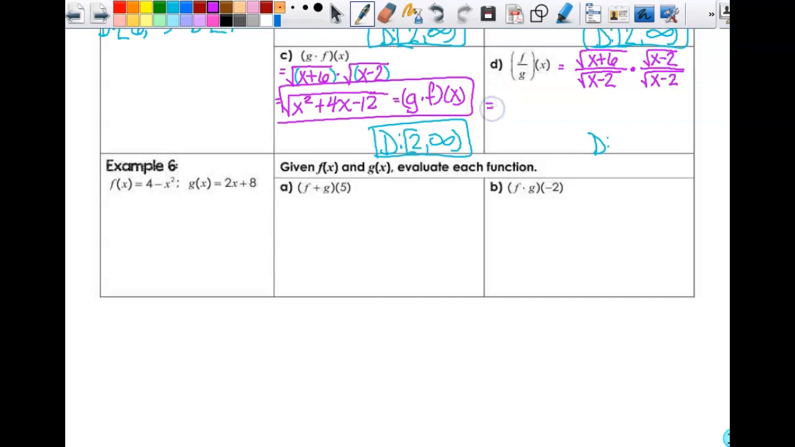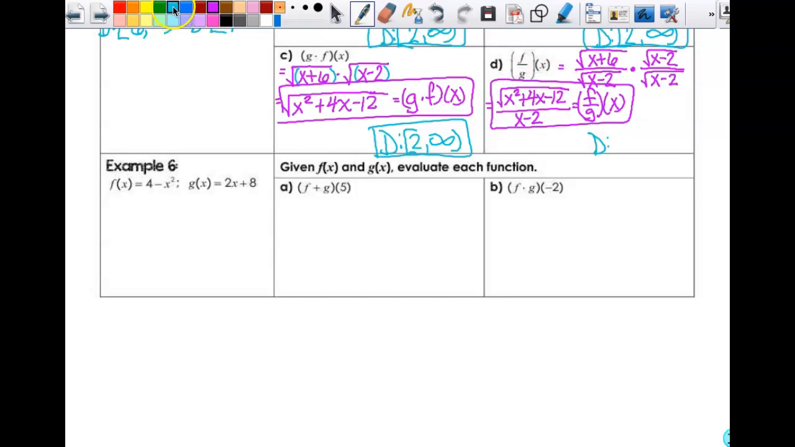So when I multiply the numerator together, that's basically what I just did right here. So I know in the numerator, I get the square root of x squared plus 4x minus 12, because I already did it, over, what do I get in the denominator? X minus 2. Square root of a monkey times the square root of a monkey is a monkey. So this is equal to f over g of x. That is my answer. Cannot reduce anything.